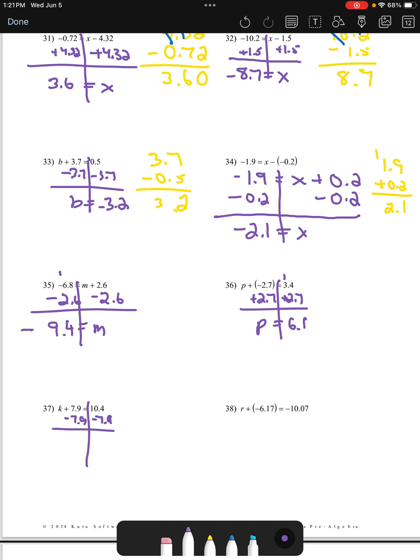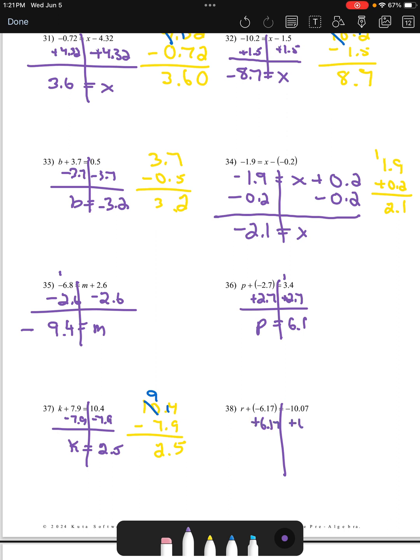In number 37, we're trying to undo a positive 7.9, so we're going to subtract 7.9 from each side. This is a little too cramped for me to feel comfortable trying to do right there, so I am going to rewrite it, just so that I can be a little bit neater and clearer. Let's see, 14 minus 9 is 5, 9 minus 7 is 2. So we have ourselves 2.5.